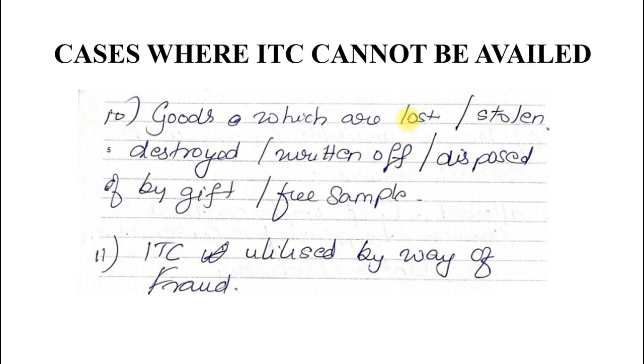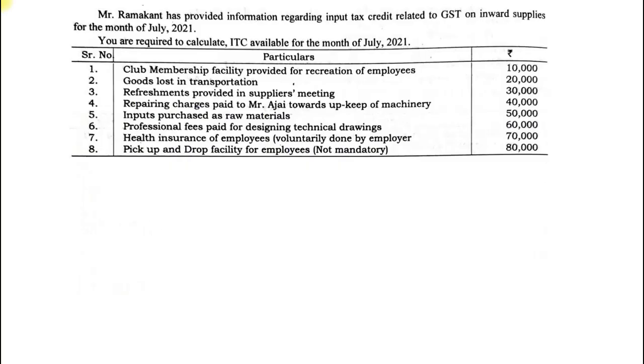Okay. Now, based on these 11 cases that we talked about, let us see how we actually solve the sum. We're going to take out the very first sum. Mr. Ramakant has provided information regarding input tax credit related to GST on inward supply for the month of July. You are required to calculate ITC available for the month of July 2021. Okay, now the question is very straightforward. They have given you items, and then you have to just say which one of them can be availed under ITC and which cannot be availed.